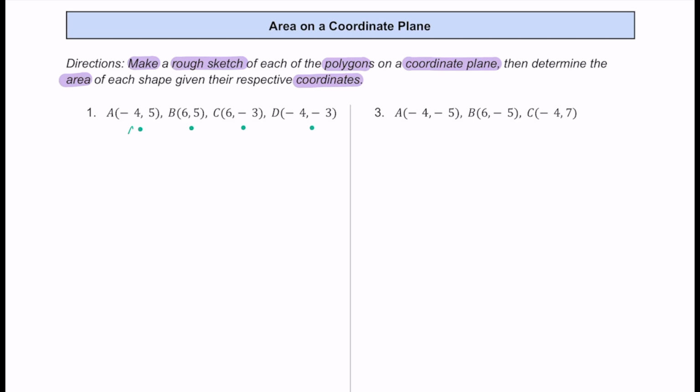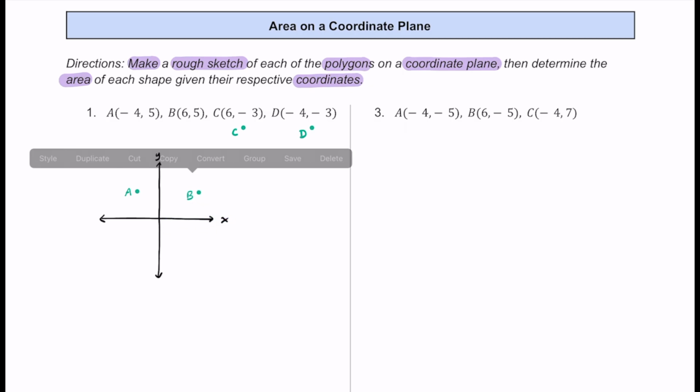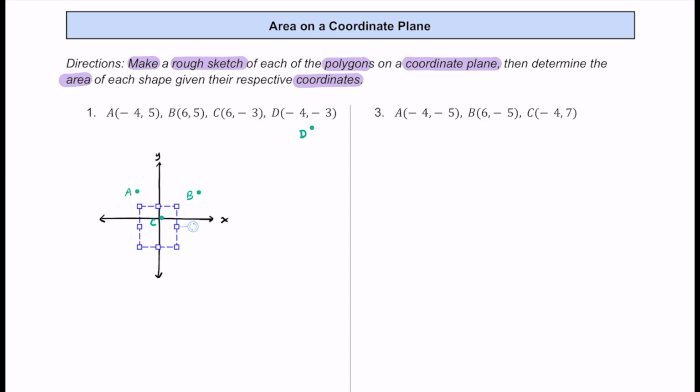So we'll call this one point A, this one point B, this one point C, and point D. Alright, so just a rough sketch of the XY axis. Let's plot point A, which is going to be 4 to the left and then 5 units up, maybe something like this. For point B, we're going to start at the origin, move 6 units to the right, and then move 5 units up. That'll be in quadrant 1, maybe something like this. For point C, we'll start at the origin and move 6 units to the right, and then 3 units down, maybe over here. And then finally for point D, we're going to start at the origin, move to the left 4 units, and then down 3 units.